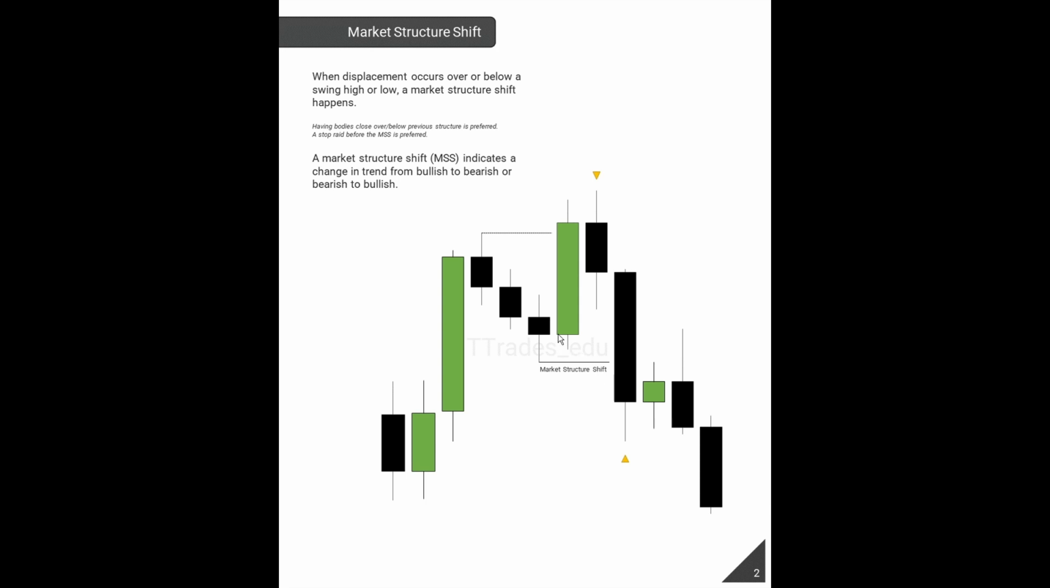So let's go over this one more time. A market structure shift happens when there's displacement that occurs over or below a swing high or low, and it can change the trend, whether from bullish to bearish or bearish to bullish.